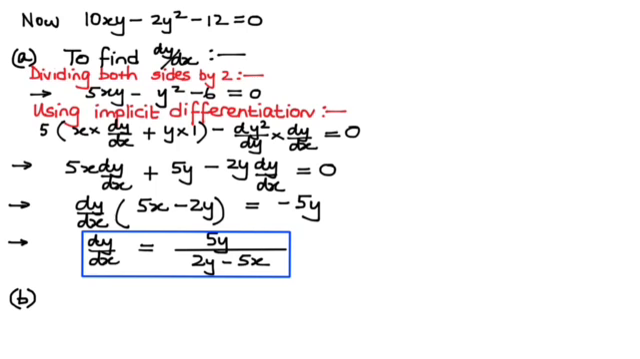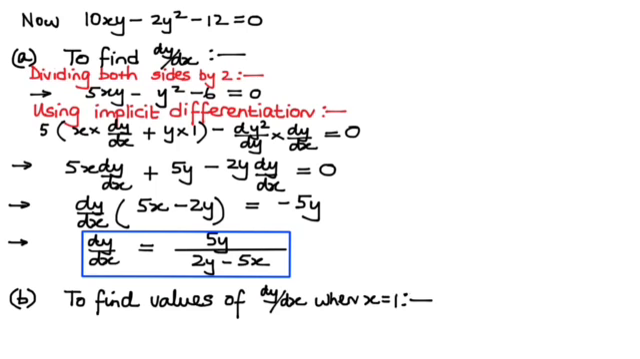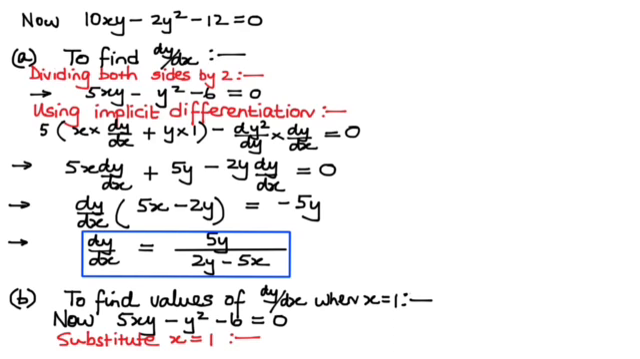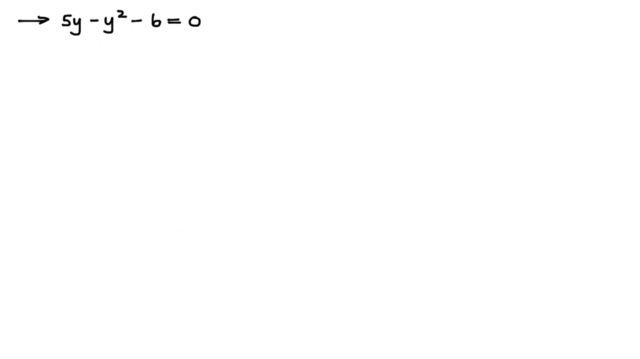Now we've got to do part B. We've got to find the values of dy/dx when x is 1. Alright, well the first thing I would do is substitute the value of x = 1 into this thing up here, and then hopefully we can solve that quite easily for y. So let's do that. If we substitute x as 1, we're going to get 5y - y² - 6 = 0. Now that looks like a nice little quadratic for us to solve. So let's do that, guys. You know how to do that.